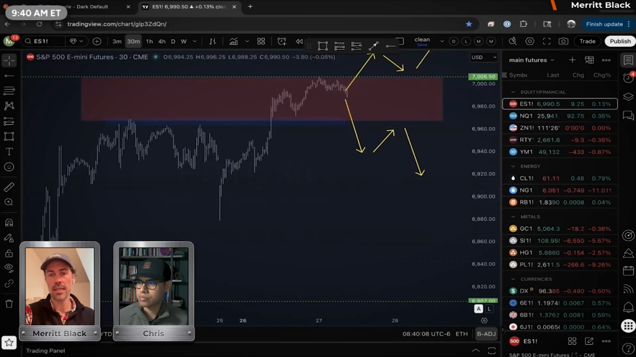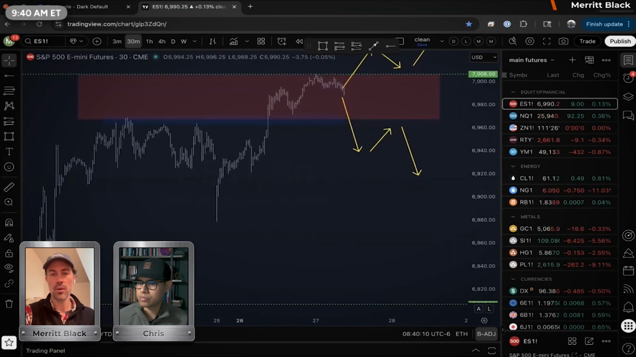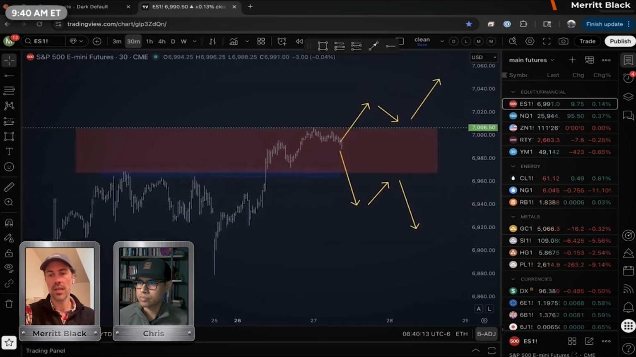Price has to literally be holding above that or holding below that to get involved. And it's little visual cues like that that can remind you throughout the session of things like that.